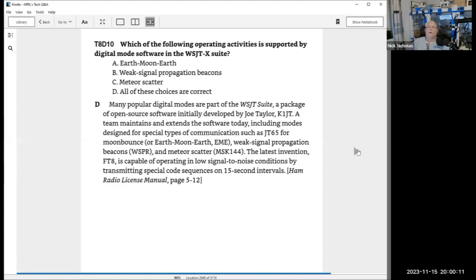Which of the following operating activities is supported by digital mode software in the WSJT suite? That's the suite is a package. It's an open source package software you can download online for free, by the way. It allows Earth to moon communications. It's set up to support weak signal beacons, and you can use it for meteor scatter. It is kind of the digital mode for all the fun stuff that's up in the sky.